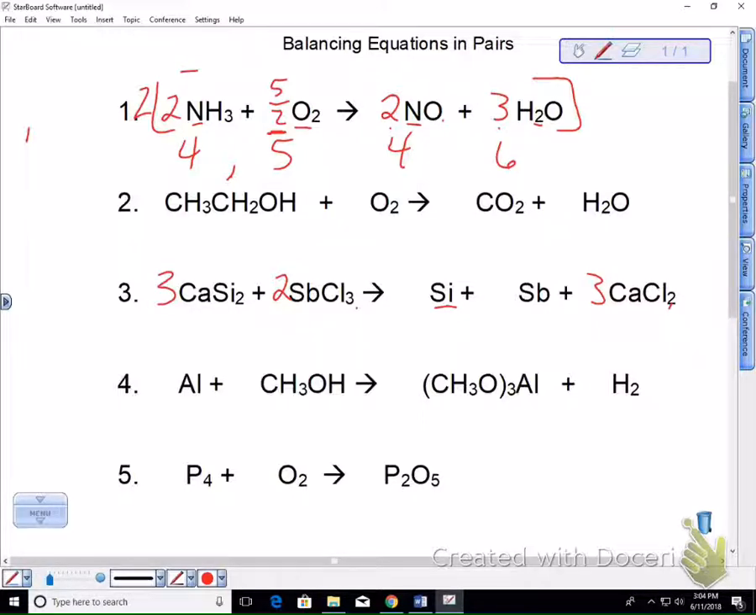So now my chlorines are fixed, my calciums are fixed, but in the process of fixing calcium, I adjusted silicon. So now I have 6 silicons, and because silicon's by itself, that's a very easy fix. The last thing to fix are the antimonies. I have 2 antimonies, and because I'm waiting to last, that's an easy fix as well.